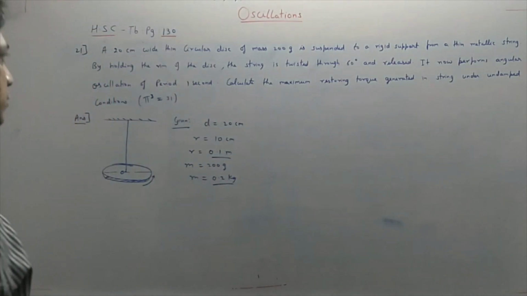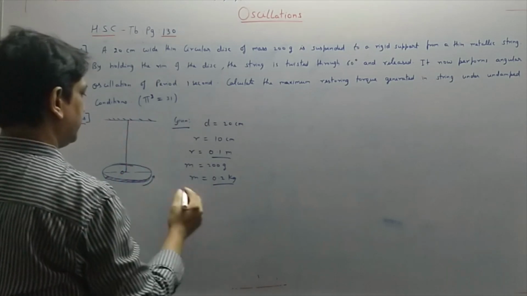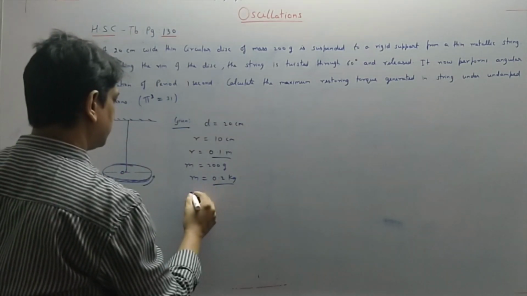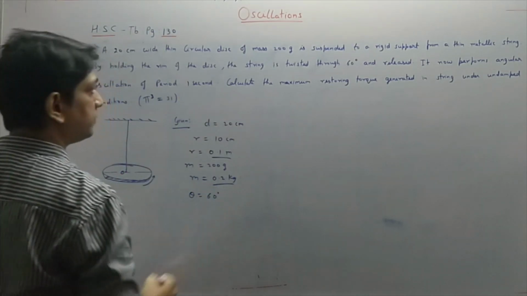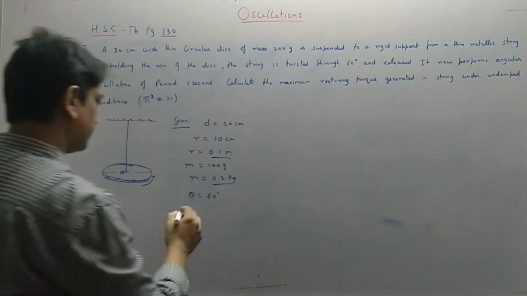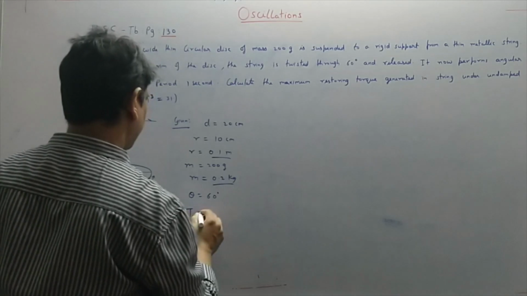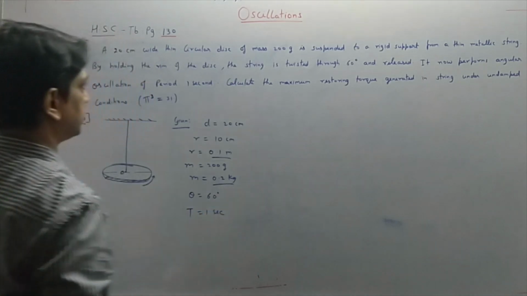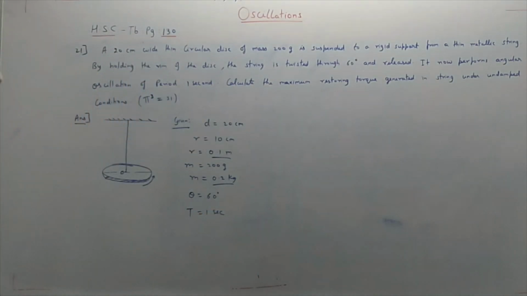The string is twisted through 60 degrees. The angle made, that is the angular displacement, is there. So theta is 60 degrees, and release. It now performs angular oscillation with time period 1 second, T is 1 second. All this is given. Calculate the maximum restoring torque.